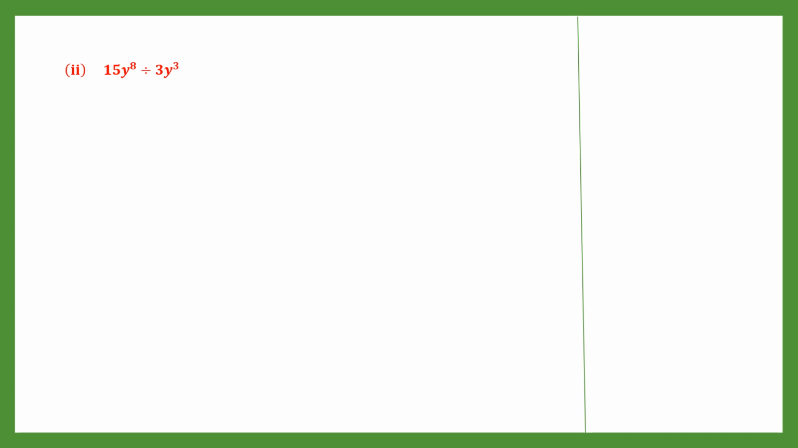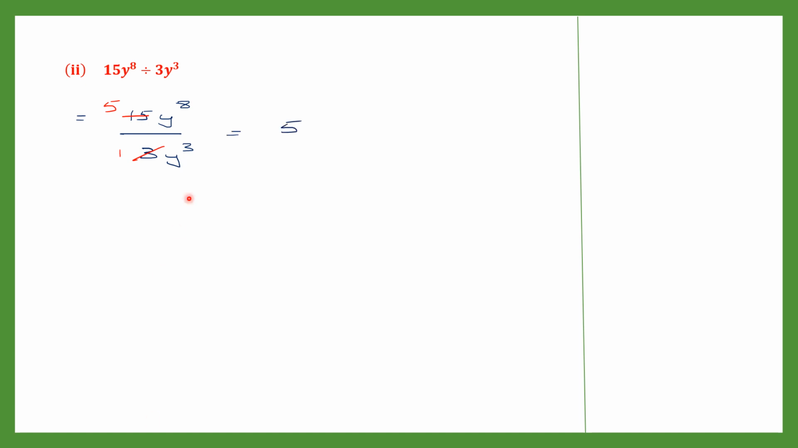Question 2. Now here the first thing we'll do is write it in the form of division. So that will be 15 y to the power of 8 divided by 3 y to the power of 3. Now look at the numbers. We can cancel it by 3. 3 ones are 3 and 3 fives are 15. So the number we have got is 5.